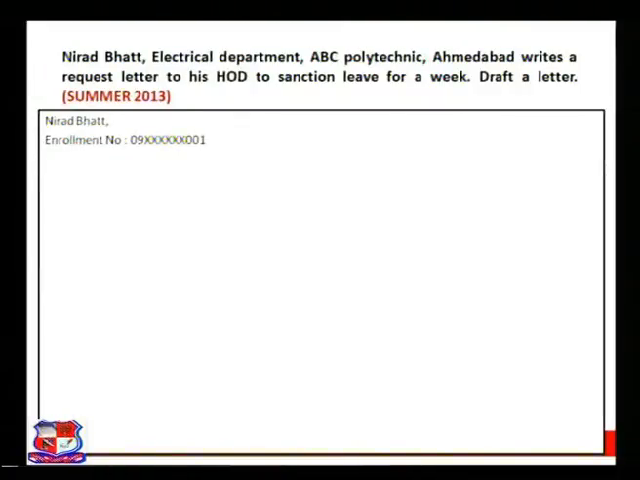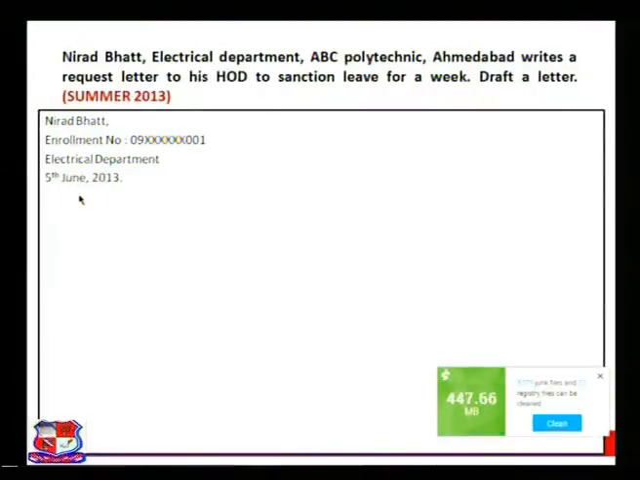Then will come the enrollment number. Here it is a hypothetical, imaginary number. You can write your original enrollment number, but do not write your original enrollment number in the examination. Do not disclose your confidential information. So you can write such a hypothetical number in your exam also. Then you can write your department, electrical department, as it is given in the instruction. Then you can write the date. Correct? If you do not find a date in the instruction, you can write the date.